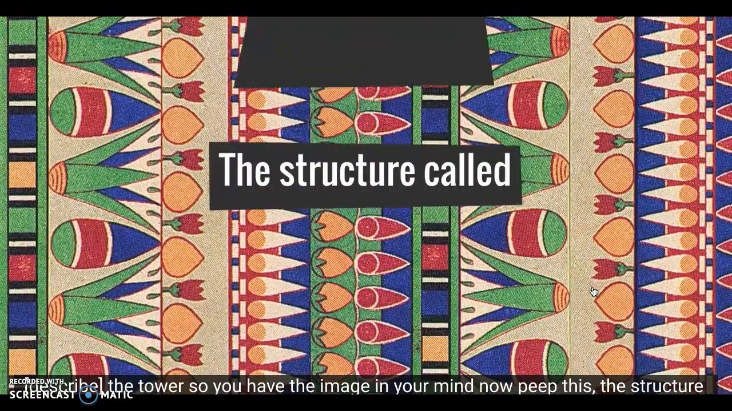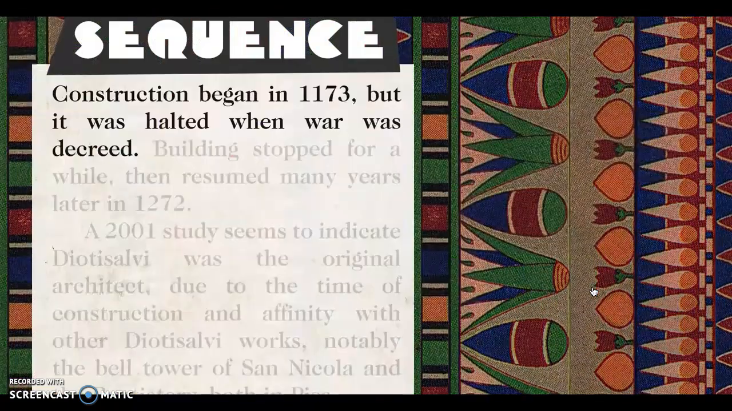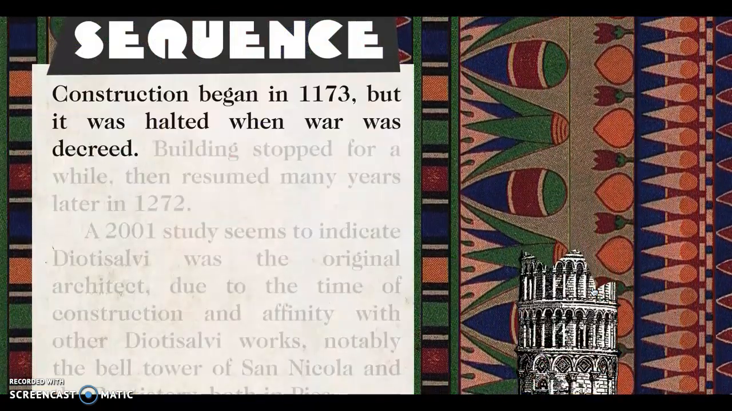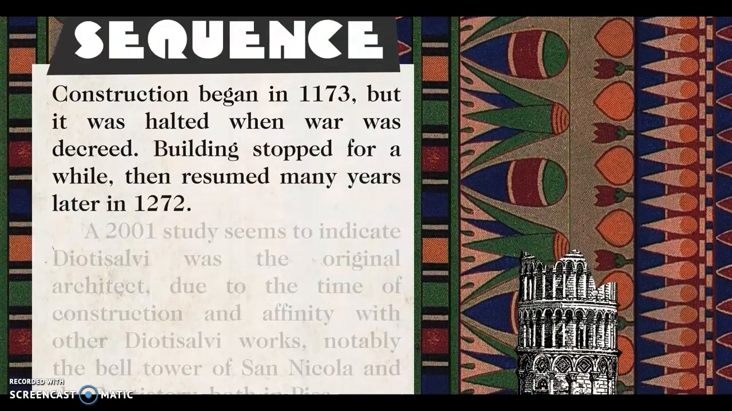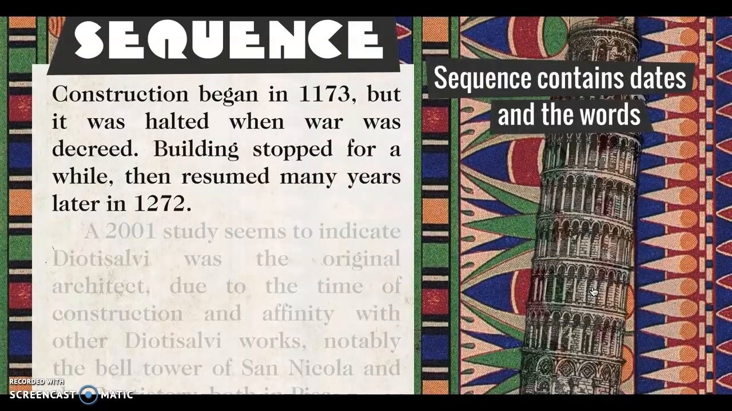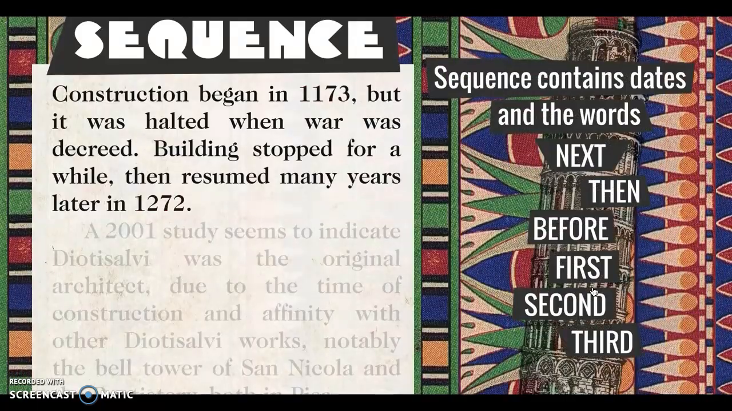Now peep this, the structure called sequence. It gives events from way back to most recent. Construction began in 1173, but it was halted when war was decreed. Building stopped for a while, then resumed many years later in 1272. Sequence contains dates and the words next, then, before, first, second, and third.